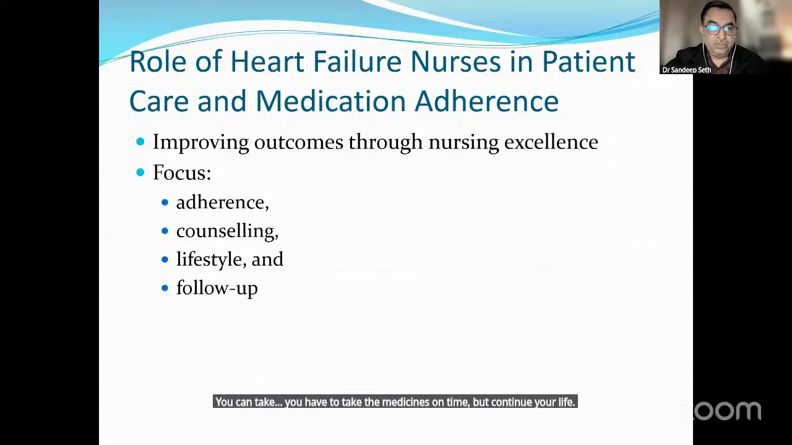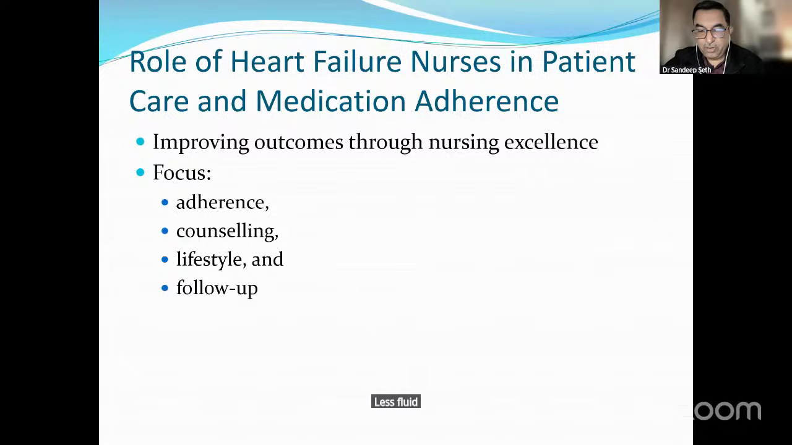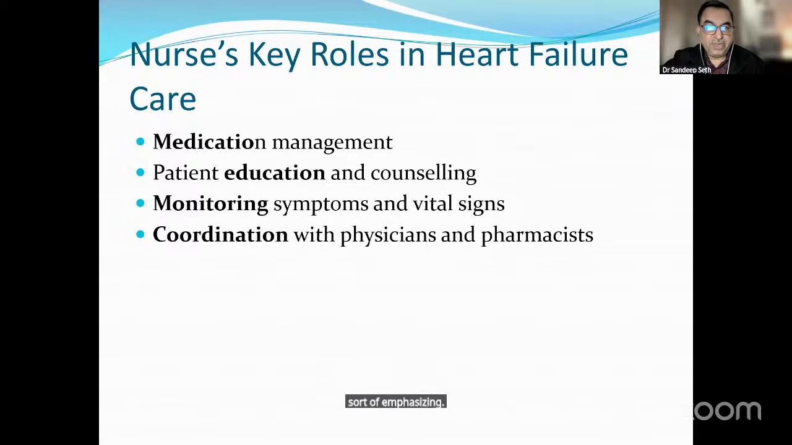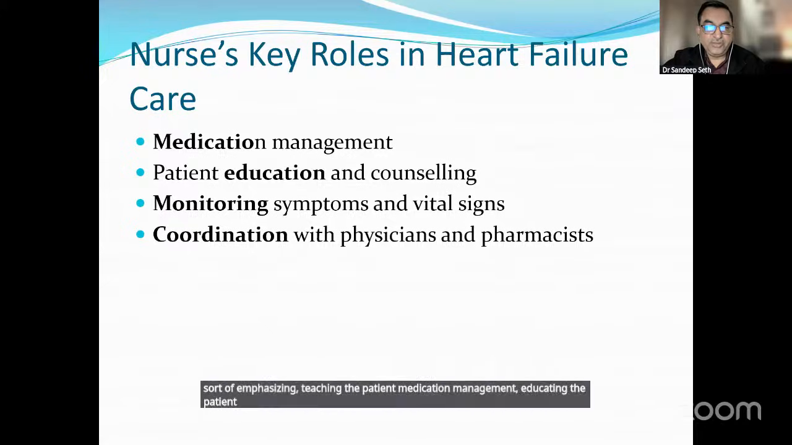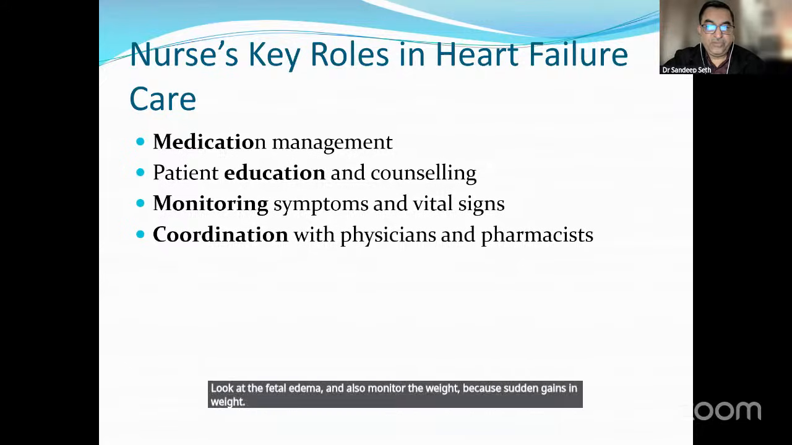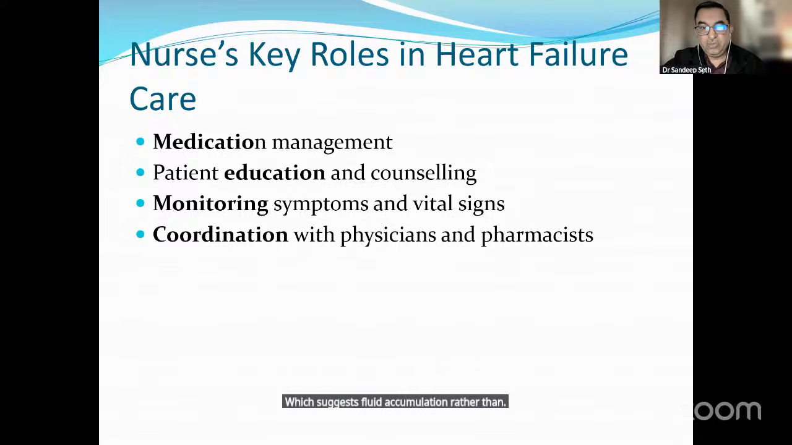Lifestyle changes have to be taught to the patient by repeatedly emphasizing that when you have heart failure, take a bit less salt, take less fluid. And it's very important to follow up with the doctor on a regular basis. Just because you're feeling better doesn't mean that you don't come to the doctor again. So emphasize, teaching the patient medication management, educating the patient about various aspects of heart failure, teaching the patient how to monitor the symptoms and vital signs. They should know that they have to keep an eye on the blood pressure, heart rate, look at their pedal edema, and also monitor the weight, because sudden gains in weight would suggest fluid accumulation rather than developing obesity.